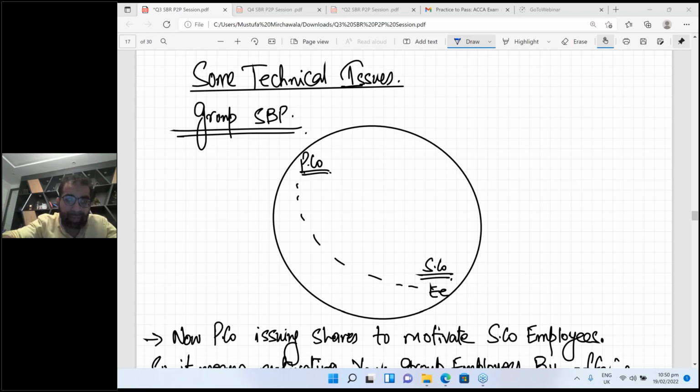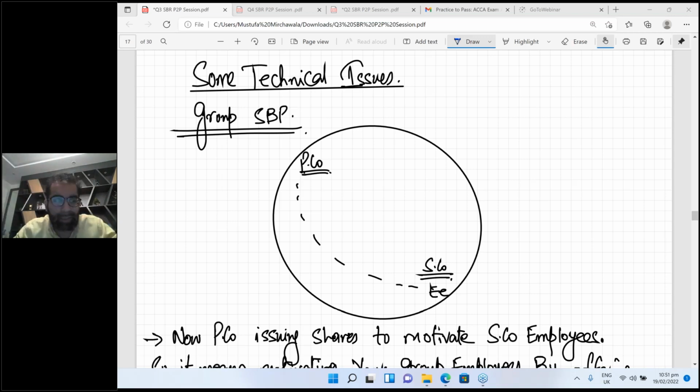Now parent company management guys entered S company, and they offered S company employees a deal that if you stay 3 years, you will get shares of P company. That P company will give shares to employees of S company.